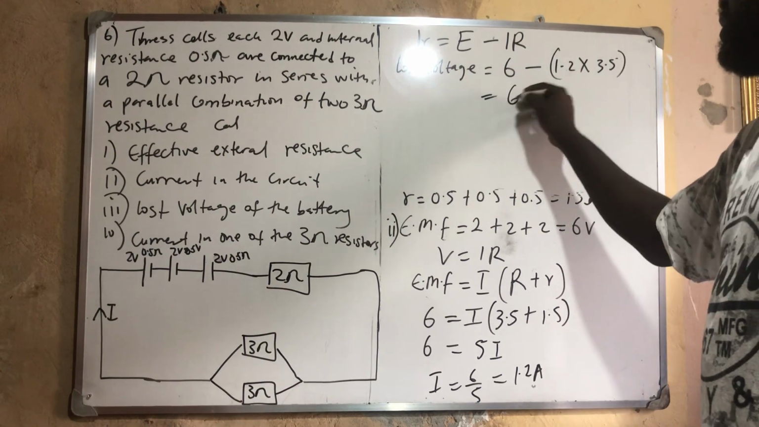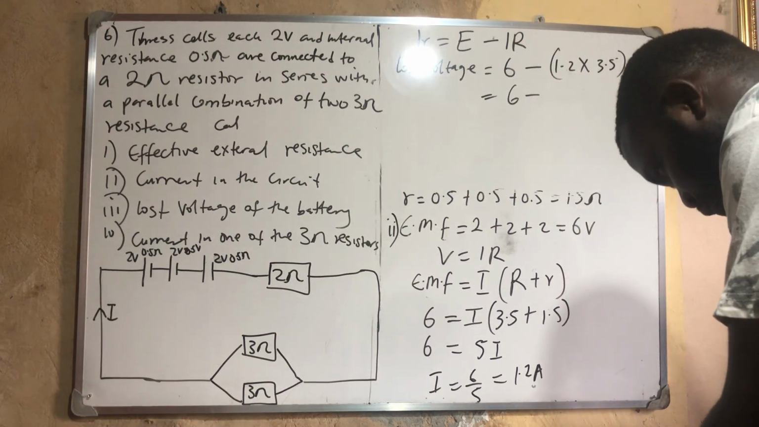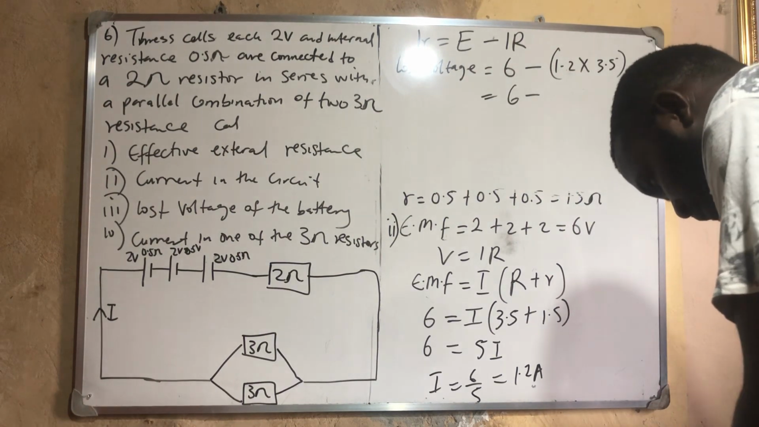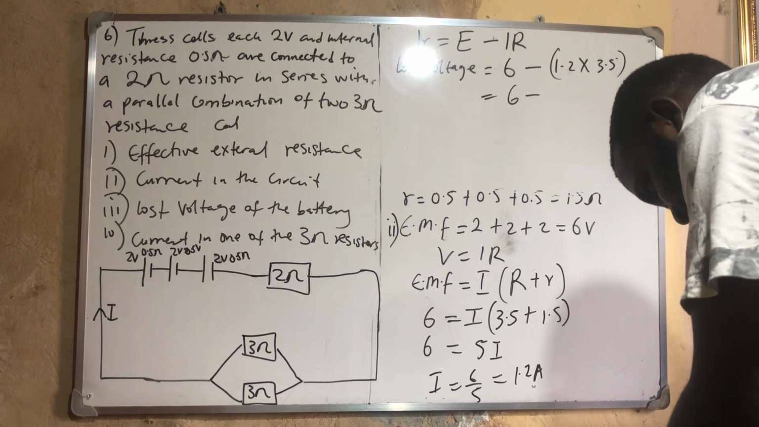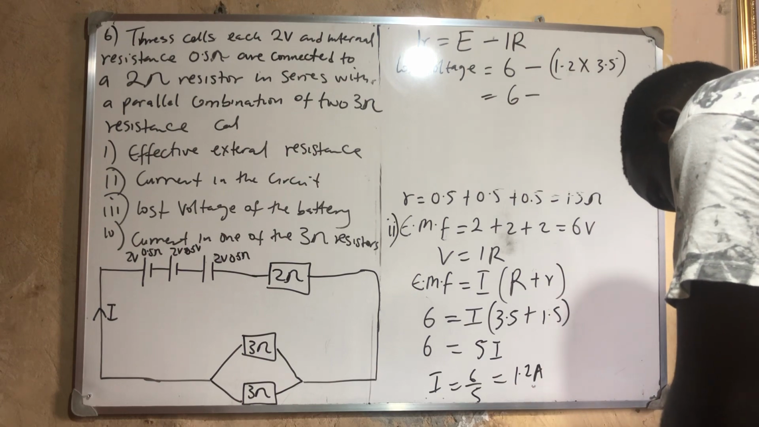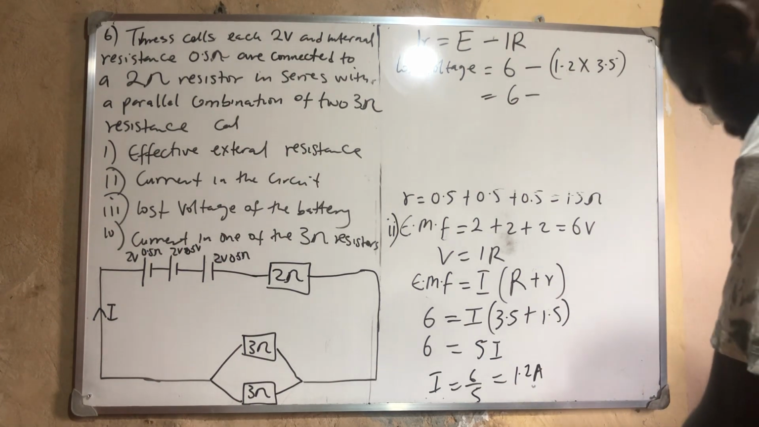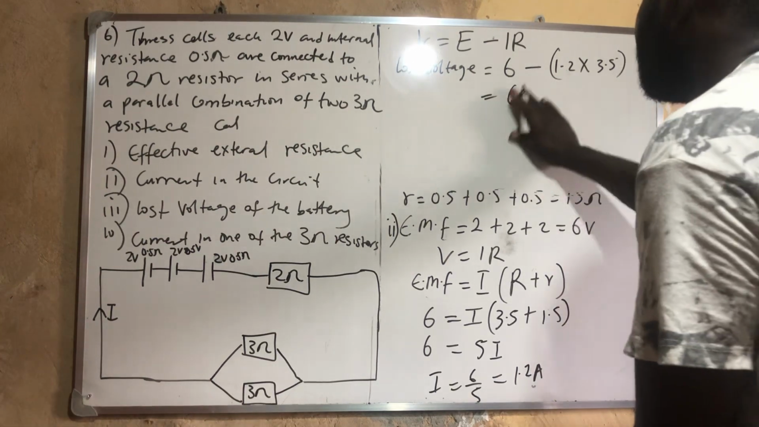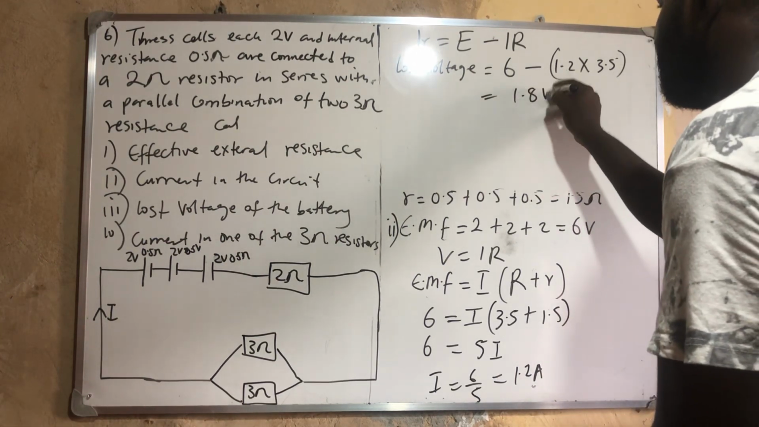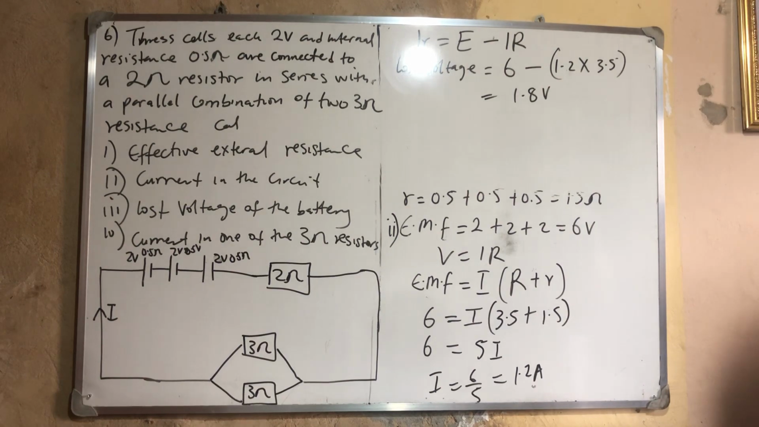So what do you have? 6 minus, multiply them, you have the lost voltage, right? 1.2 times 3.5. So everything will give me 1.8 volts.